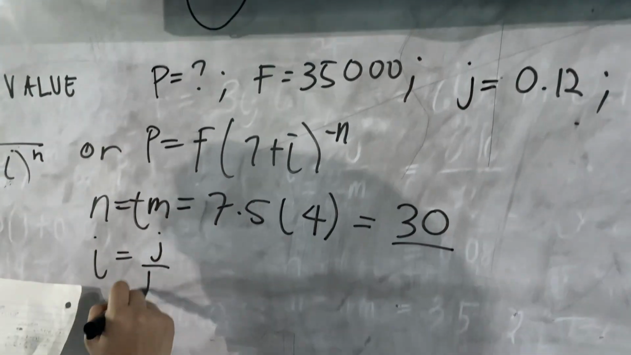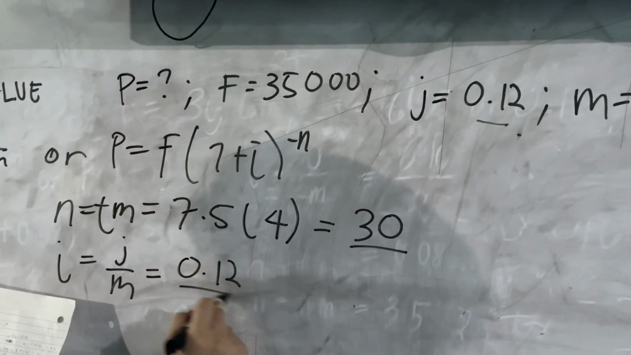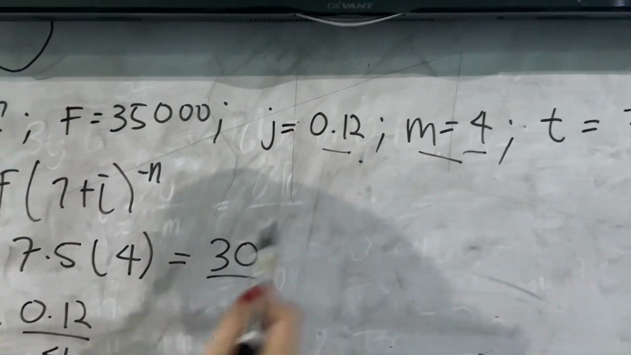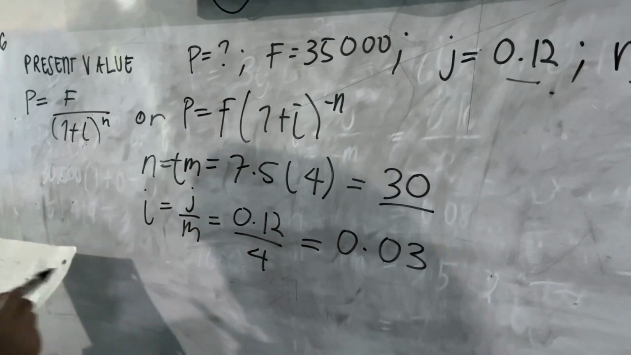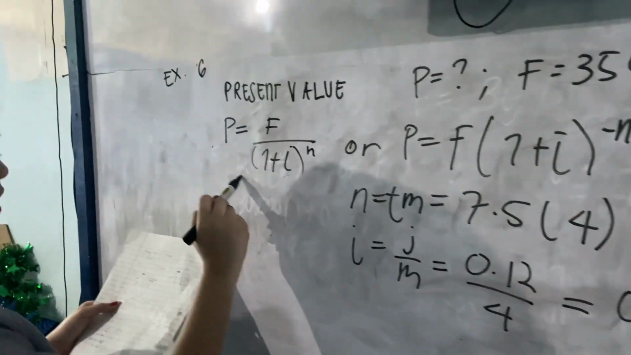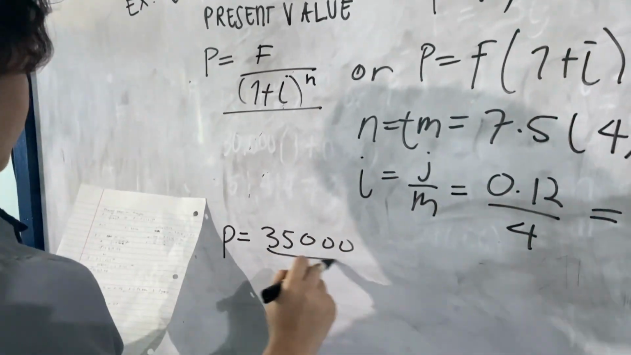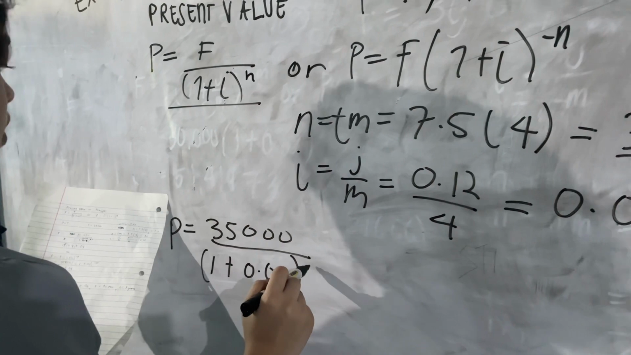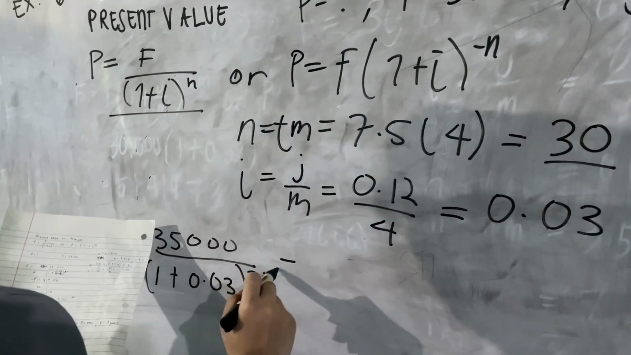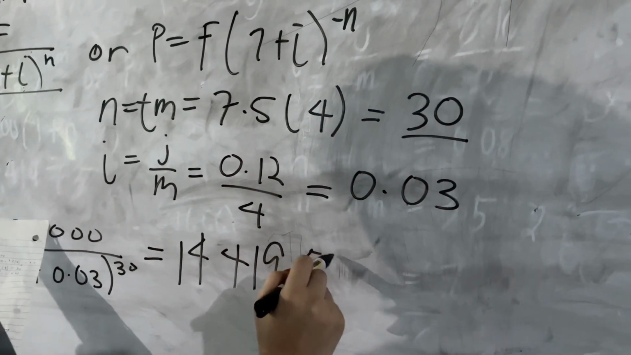Let us now look for i. Our j is 0.12, our m is 4. 0.12 over 4 is 0.03. We can now plug in the values into our P formula. 35,000 over the quantity of 1 plus 0.03 raised to 30. The answer is 14,441.54.